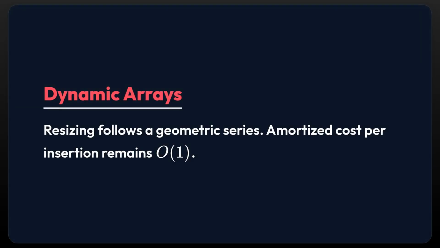But arrays are fixed size. Enter the dynamic array, or vector. When it fills up, it allocates a larger contiguous block on the heap. Because we double the capacity, resize events happen rarely. Mathematically, the average cost per insertion stays constant, or big O of 1.